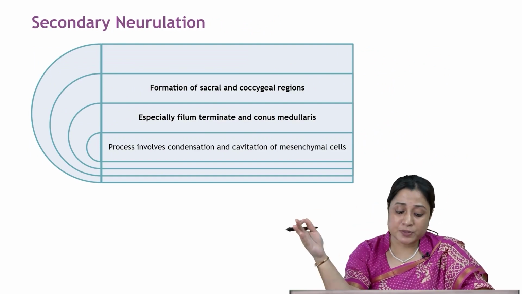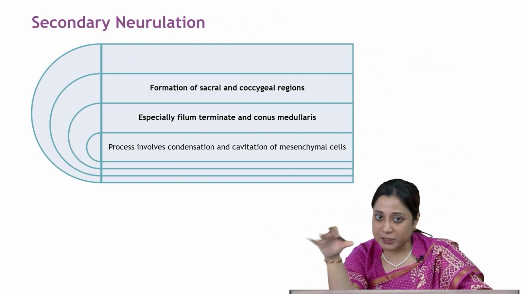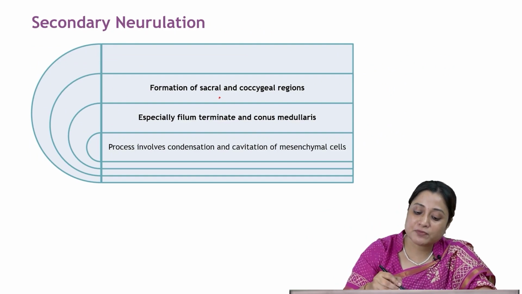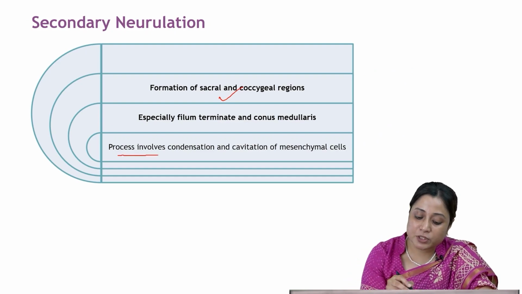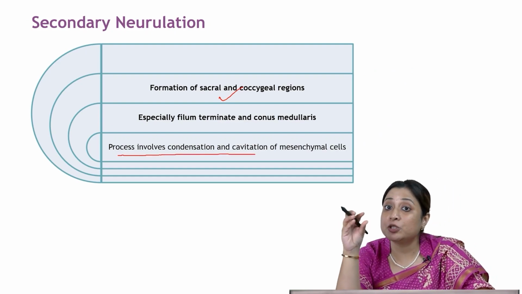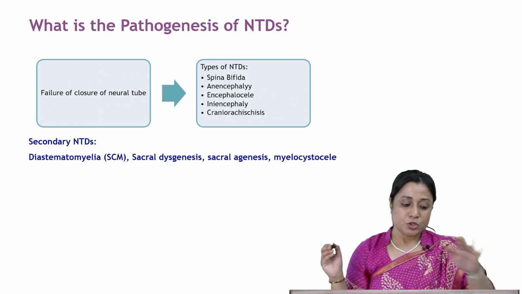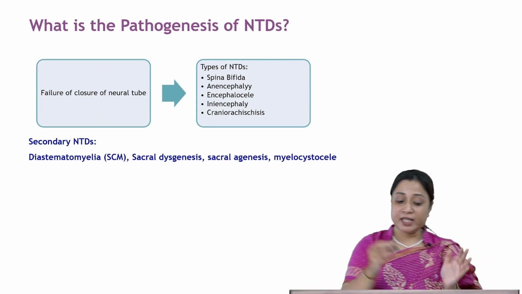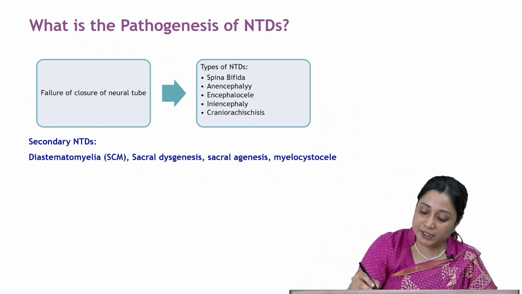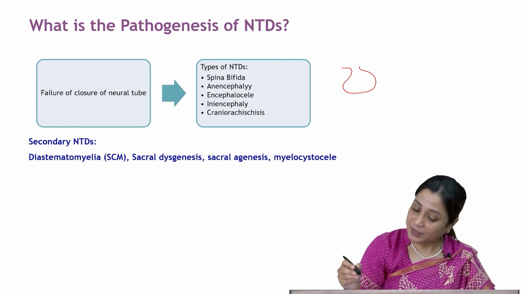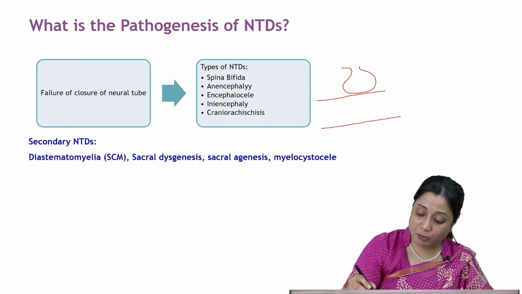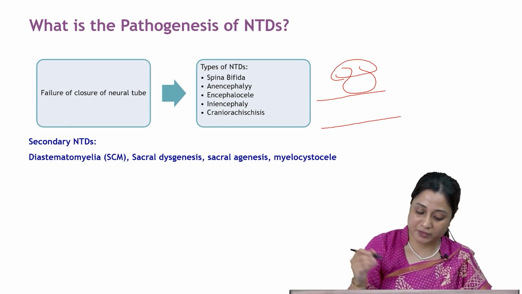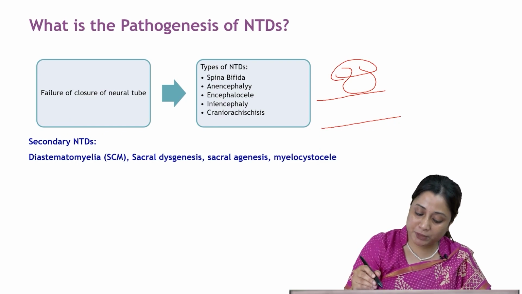Now, secondary neurulation will complete the process. There is formation of the sacral and coccygeal regions, especially the filum terminale and conus medullaris, and this process involves condensation and cavitation of the mesenchymal cells. So once we have understood that, we come to know that if there is a failure of closure of the neural tube which was being formed, it will give rise to neural tube defects.